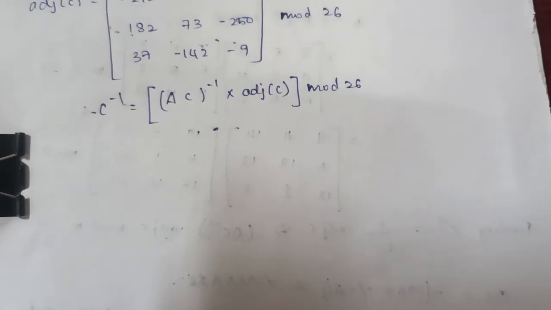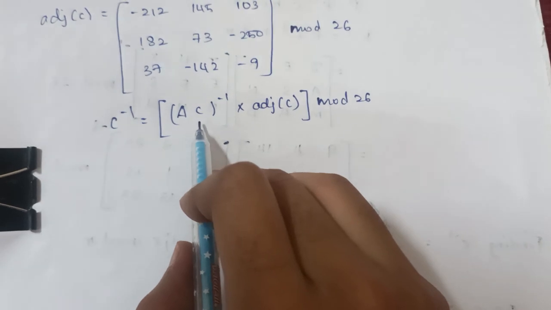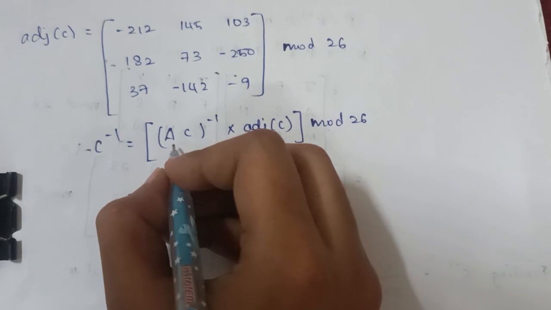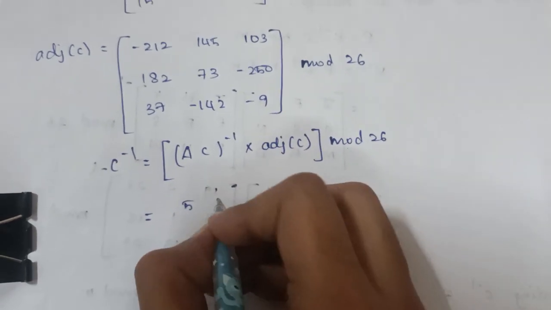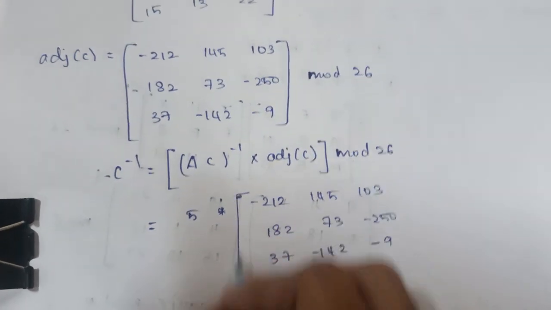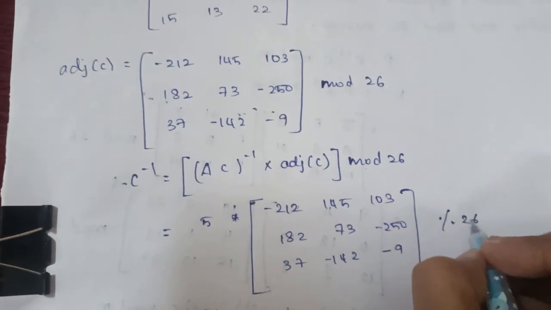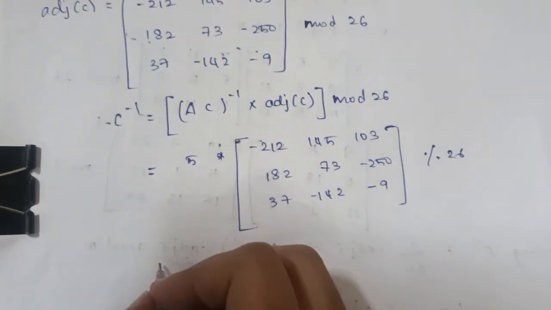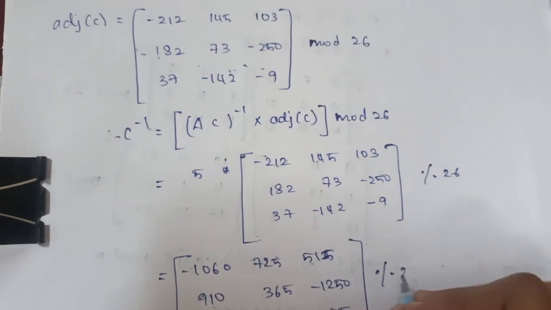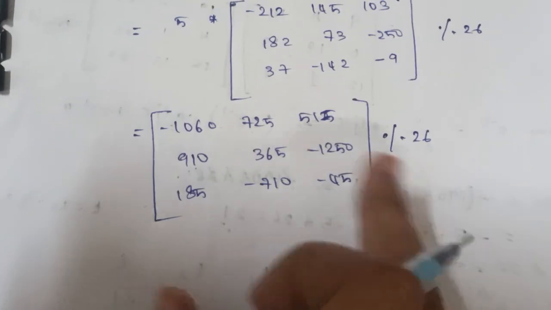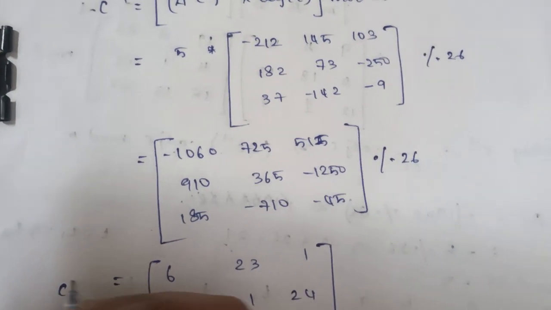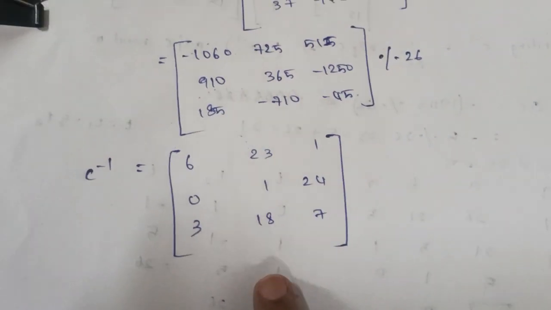Now let us find C inverse. C inverse is determinant inverse into adjoint of C mod 26. We have found that the determinant inverse is 5, and the adjoint is found to be minus 212 and so on. After multiplying 5 with the adjoint matrix, and reducing this with mod 26, we get C inverse. So we have found C inverse.